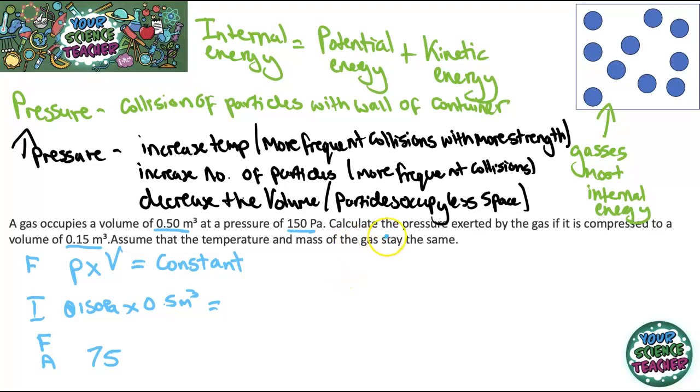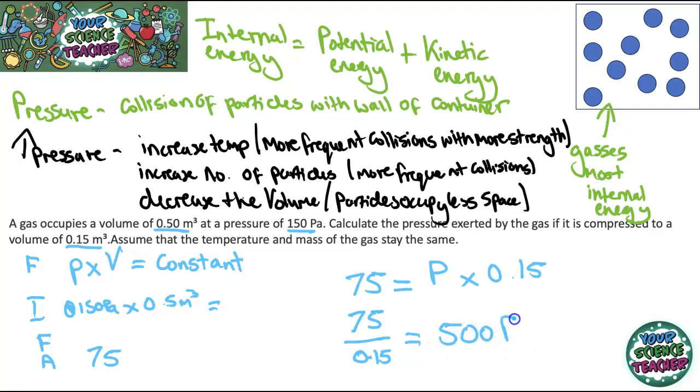Now if I go over here and do the same, I can calculate my new pressure, because 75 is my constant and it equals the new volume, which is 0.15, times my new pressure. This is just a simple rearrangement to get the pressure. It'll be 75 divided by 0.15, and that gives me an answer of 500. And remember, the unit for pressure is pascals.